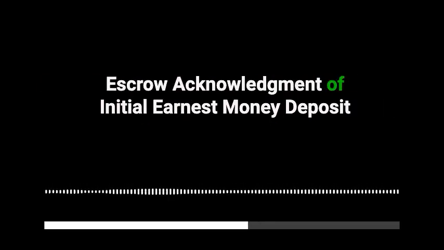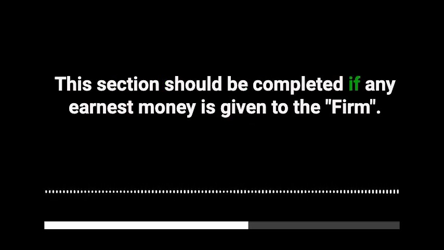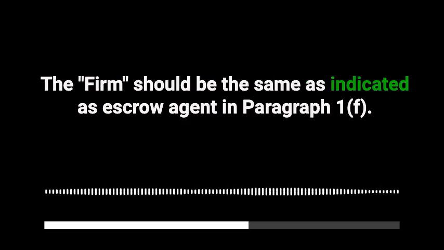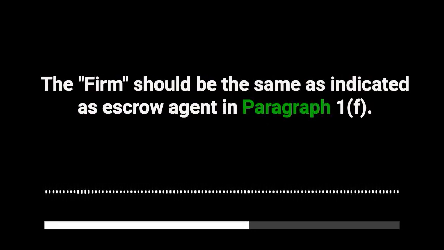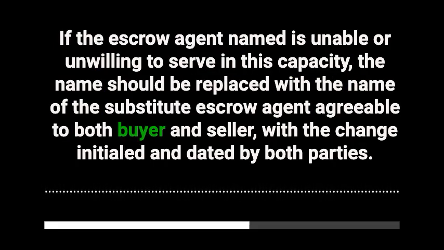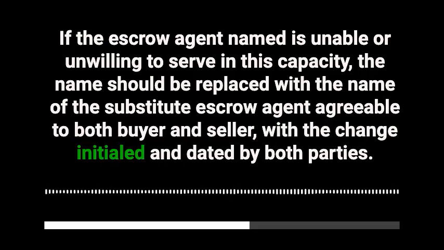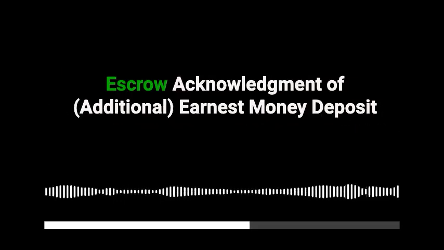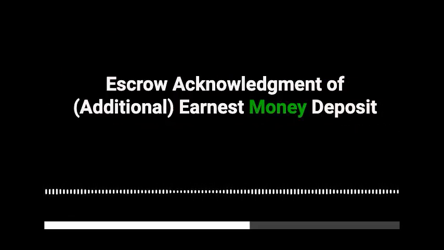Escrow acknowledgement of initial earnest money deposit. This section should be completed if any earnest money is given to the firm. The firm should be the same as indicated as escrow agent in paragraph 1. If the escrow agent named is unable or unwilling to serve in this capacity, the name should be replaced with the name of the substitute escrow agent agreeable to both buyer and seller, with the change initialed and dated by both parties.